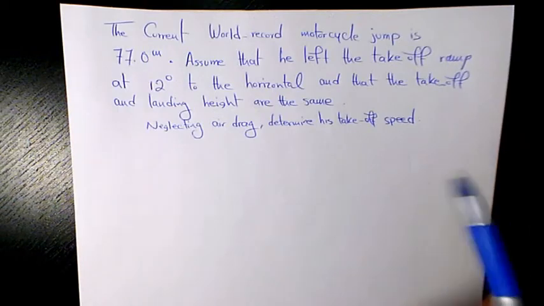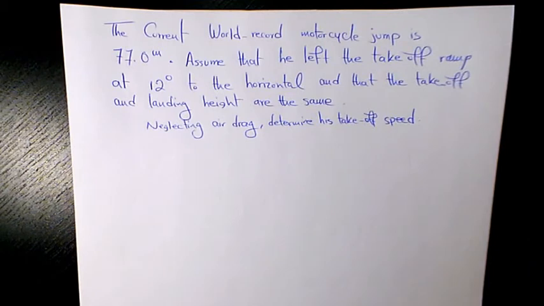In this example, we have the current world record motorcycle jump, which is 77 meters. Assume that he left the takeoff ramp at 12 degrees to the horizontal and that the takeoff and landing heights are the same. Neglect the air drag and determine his takeoff speed.